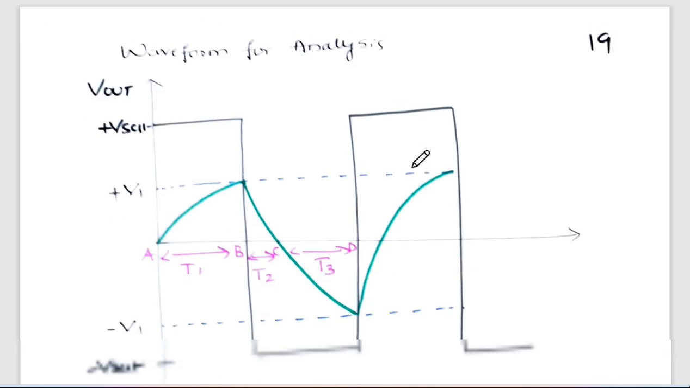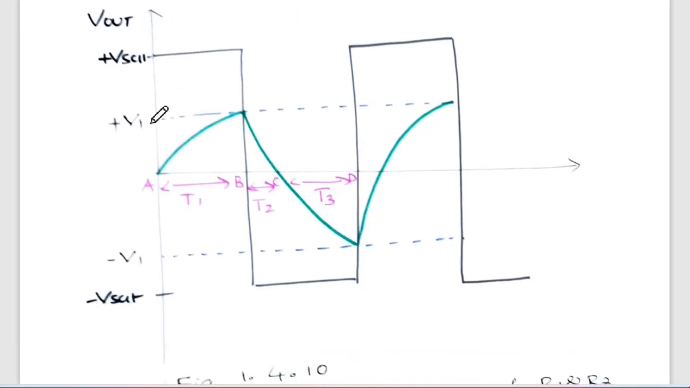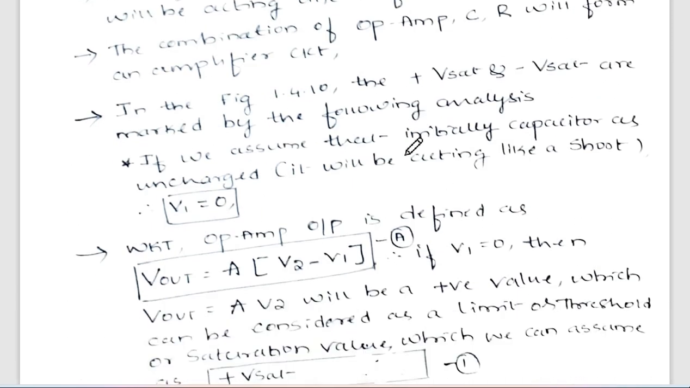Okay, by considering these things, this is our actual maximum and minimum points for plus Vsat and minus Vsat. So if V1 is 0, the output will be at plus Vsat, the maximum value. If V1 is equal to V2, Vout will not be equal to plus Vsat. It will be coming down up to minus Vsat. So it is changing its state from high to low, then again high to low. Okay, in this way the circuit will work.